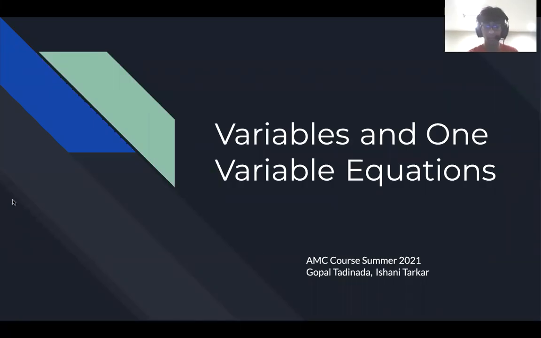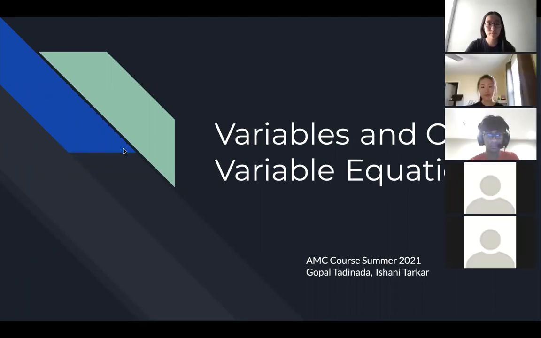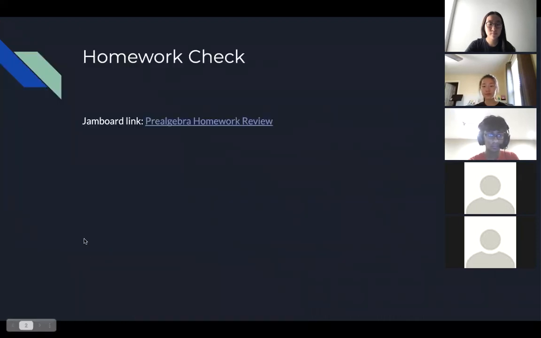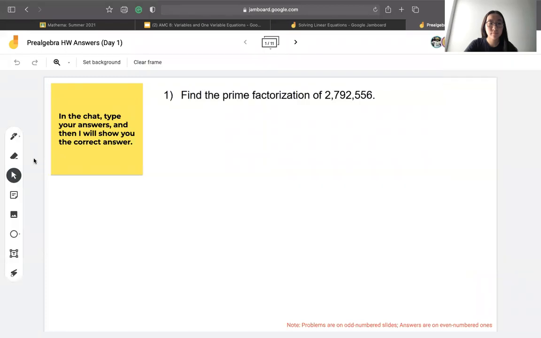Okay. So today we're going to be doing variables and one variable linear equations. So we're first going to review our homework from yesterday. And for each of these questions, if you would type your answer in the chat, we can see if you are right in the next slide of the Jamboard. So the first one is find the prime factorization of that number you see on the screen.